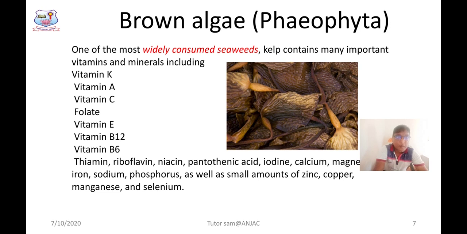Why are brown algae important? See the list of nutrient profiles. It contains vitamin K, vitamin A, vitamin C, folate, vitamin E, B12, and many other minerals. See all the minerals in one alga.